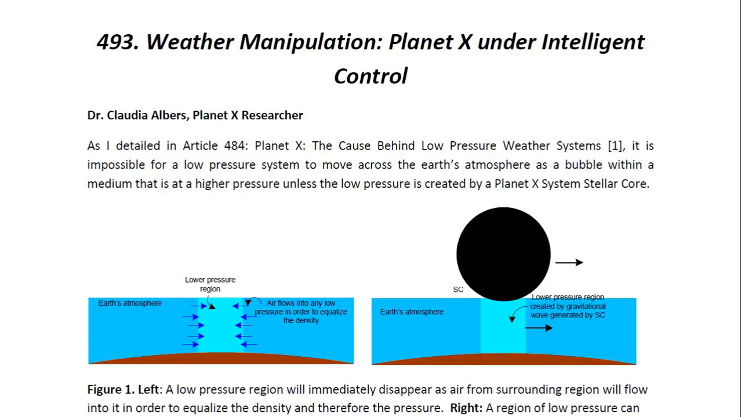And today I'd like to bring to you another one of my articles. This one is entitled Weather Manipulation, Planet X Under Intelligent Control.